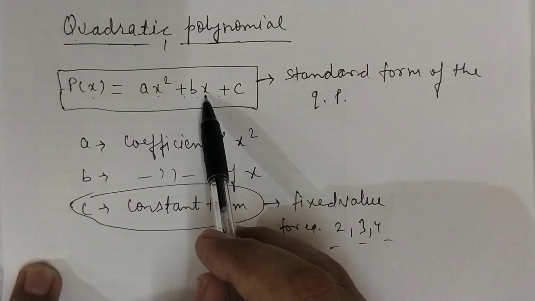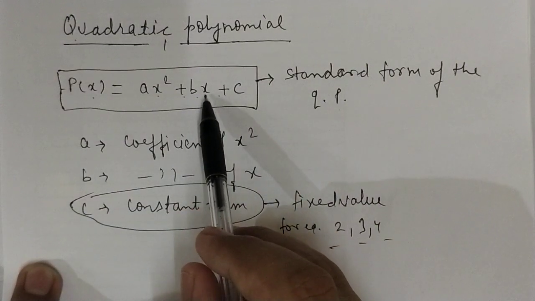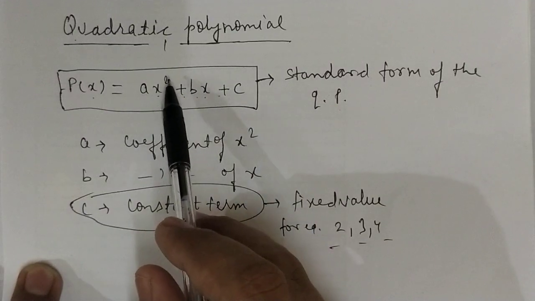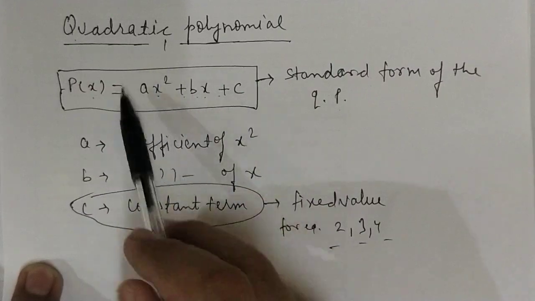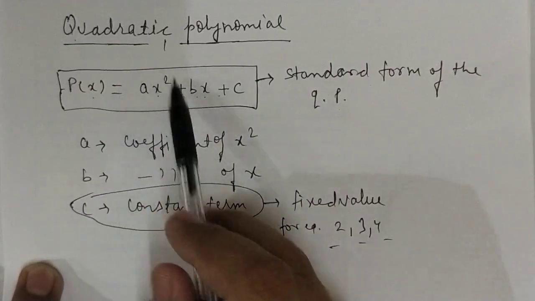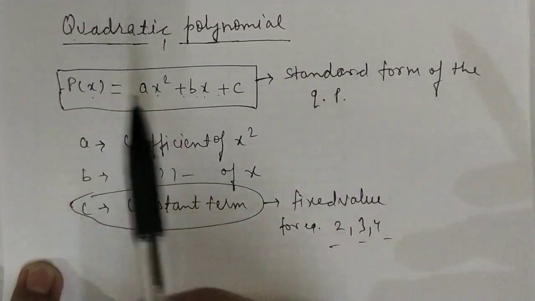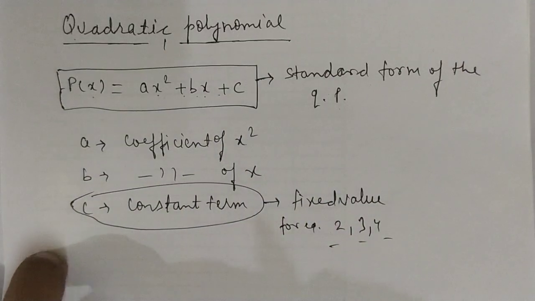If I take the second term x, this term is a variable because we don't know the value of x. So this term is always variable. Here x square is also variable, so we cannot tell what number will come in this term. So this is also a variable term, but this is constant. The value of a constant is always fixed.